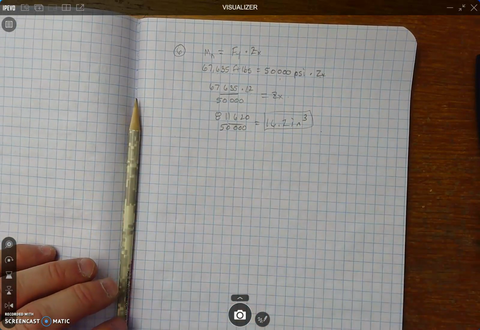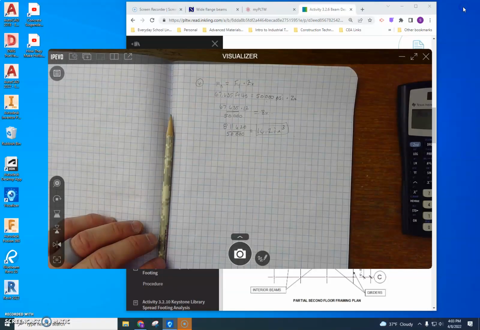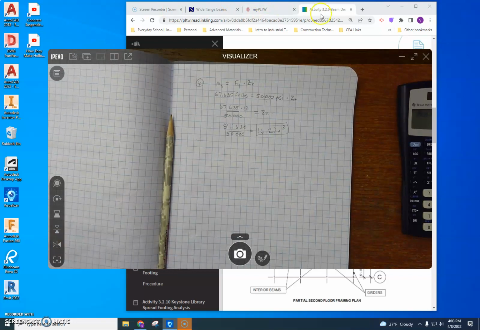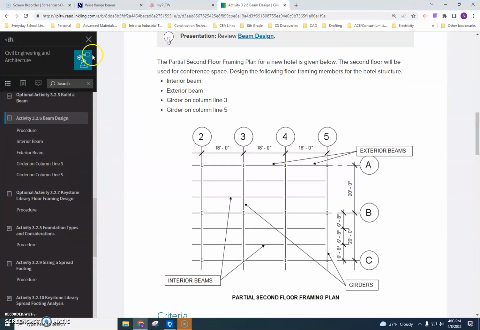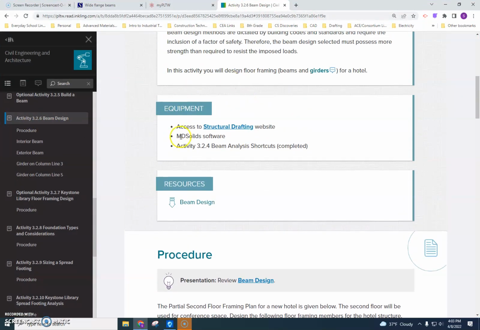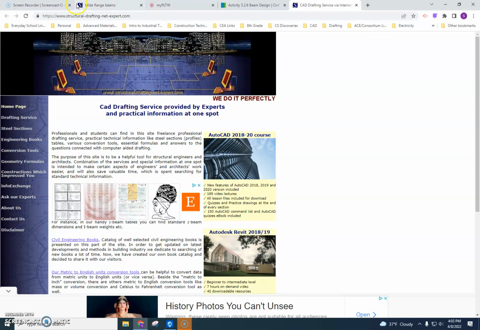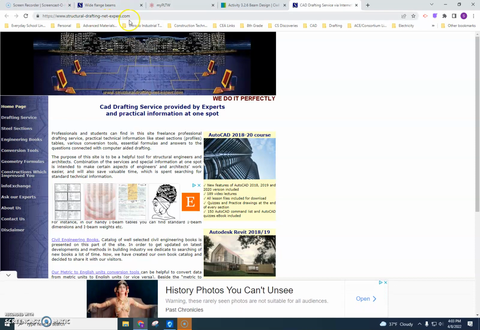So what that means is, I'm going to go ahead and switch off of this, and I'm going to switch here. And in our Project Lead the Way, we're in 3.2.6. In the equipment, they supply a web page, which is this web page. It's structuraldraftingexpert.com.